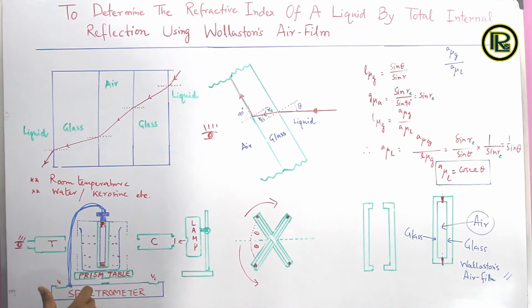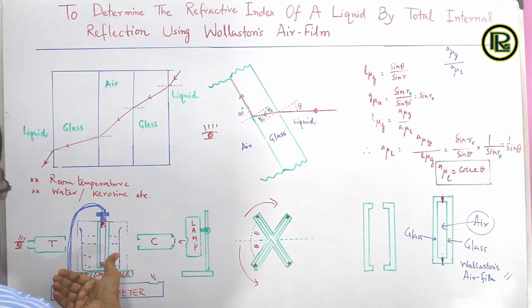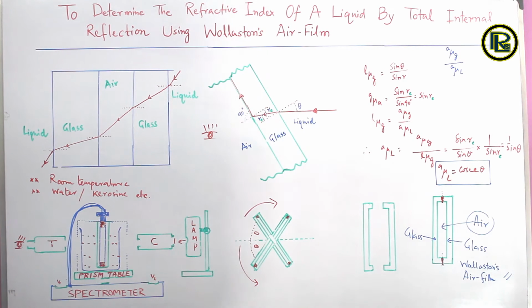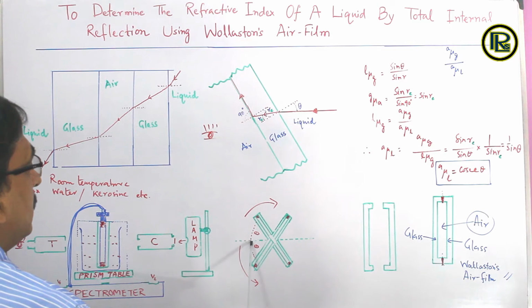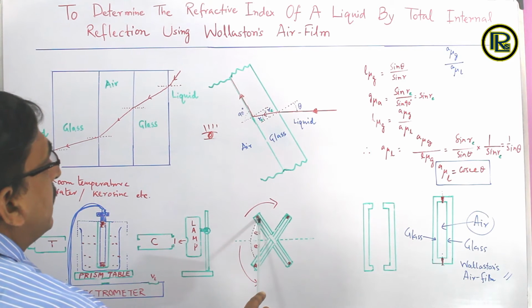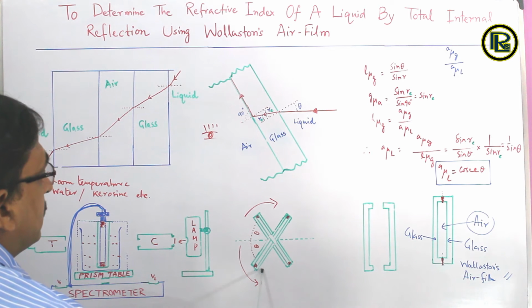And with the rotation of the spectrometer, the reading of vernier V1 and V2 changes. The change of V1 and V2 will give the value of rotation theta, that is essential to calculate the refractive index of the liquid. So we have to rotate the air film this way. So this was the initial direction, and now we are rotating this way clockwise once and then anti-clockwise once.